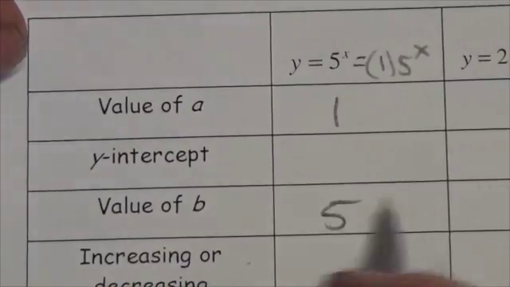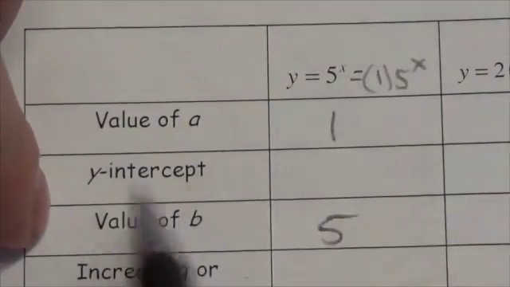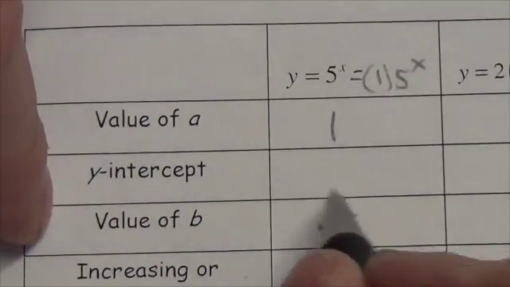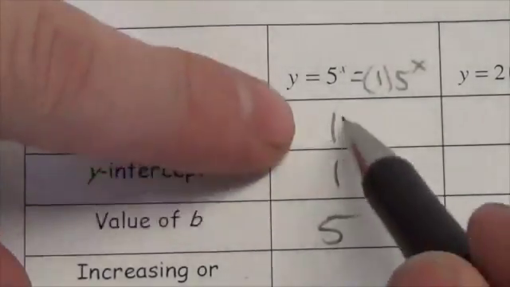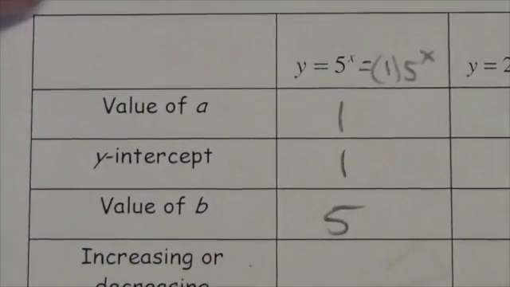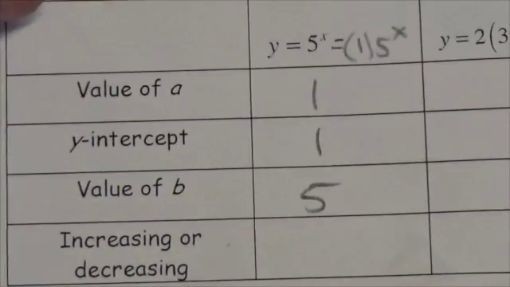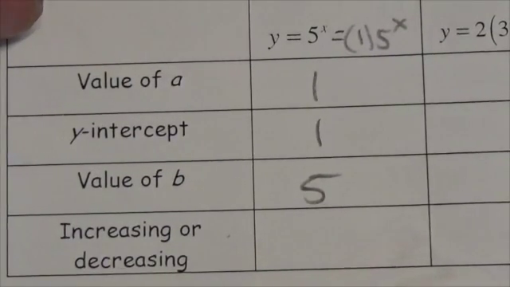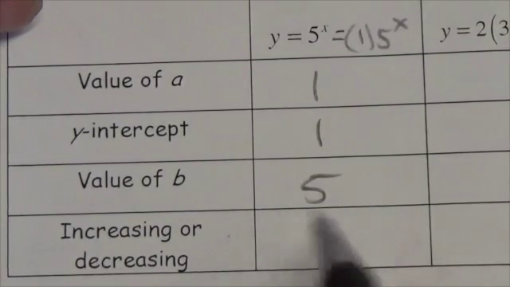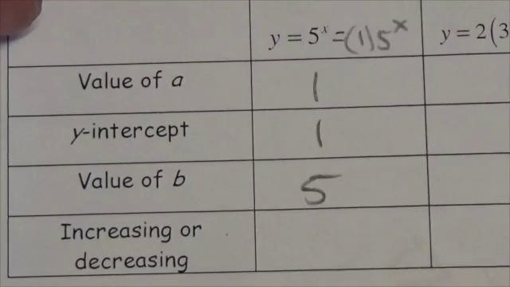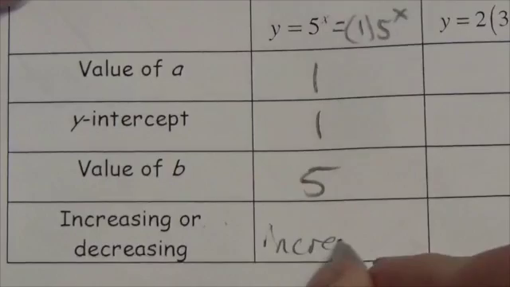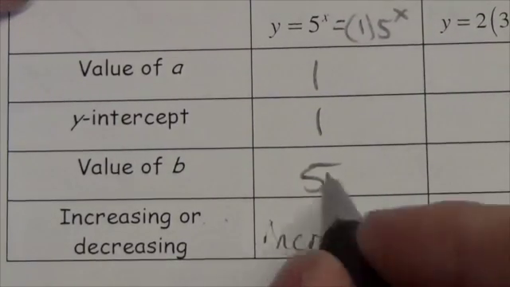That's the exponential. Now, what's my y-intercept? Well, my y-intercept will occur where x is equal to 0. So 5 to the power of 0 is just going to be 1. And notice that it's going to be the same as the a value. We've already seen that in a previous example. Is this going to be increasing or decreasing? Is this a growth function or a decay function? Well, look at the value of b. All I need to know is whether it's greater than 1 or between 0 and 1. In this case, it's greater than 1, so this is going to be increasing. This is a growth function.